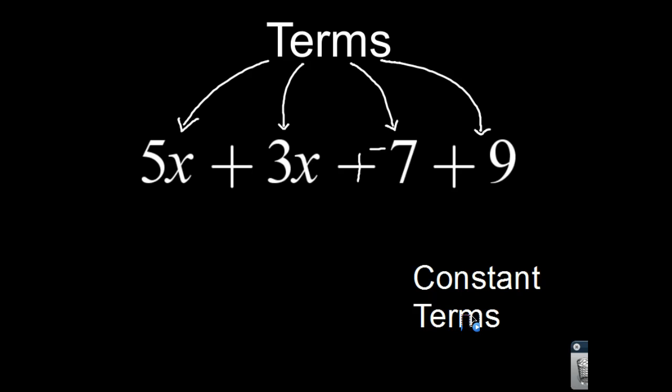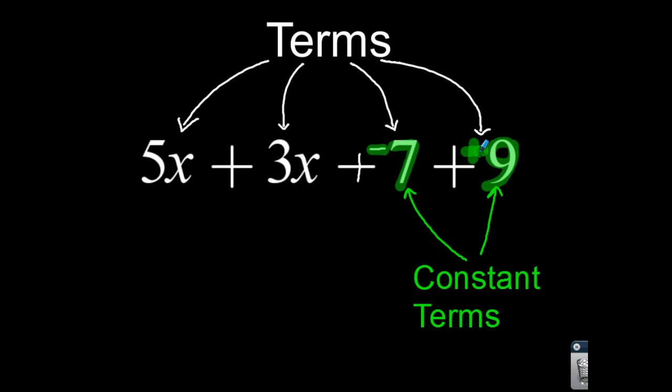Now, the constant terms, let's make those green. Okay, so we have constant terms. Constant terms are going to be these. These are the ones that don't change. So I'm going to go ahead and highlight those. So we have 9 and 7 and the negative, and then this one is positive. So I have negative 7 and positive 9. Those are my constant terms.